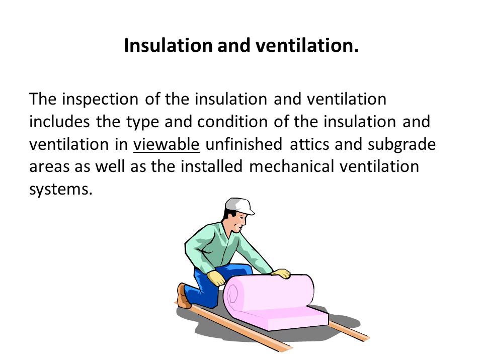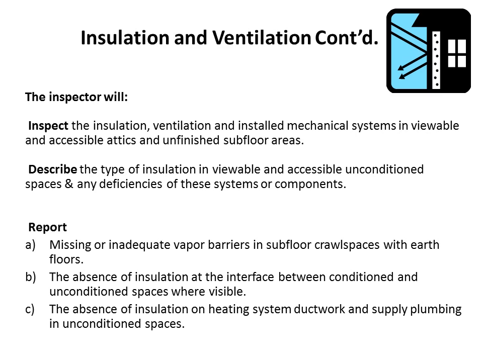Insulation and ventilation. The inspection of the insulation and ventilation includes the type and condition of the insulation and ventilation in viewable unfinished attics and subgrade areas, as well as the installed mechanical ventilation. The inspector will inspect the insulation, ventilation, and installed mechanical systems in viewable and accessible attics and unfinished subfloor areas. Describe the type of insulation in viewable and accessible unconditioned spaces and report any deficiencies of these systems or components.